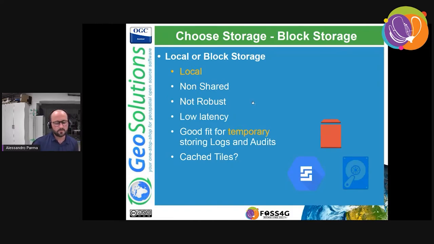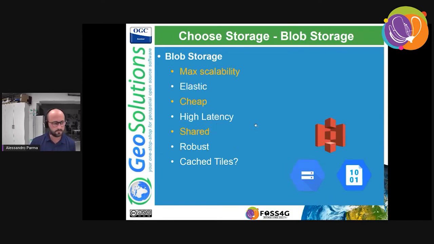Block storage would be your regular local storage. It's not shared, so you shouldn't be using it for data, for instance, if you want it to be available to all the instances. Benefits: low latency, so it's a good fit for temporarily storing files like audit files and log files, maybe cache tiles. In that case, you would have a non-shared cache between your instances, your GeoServer cluster, so there are some implications about that. So unless you really need very, very low latency, I wouldn't use it for cache tiles.